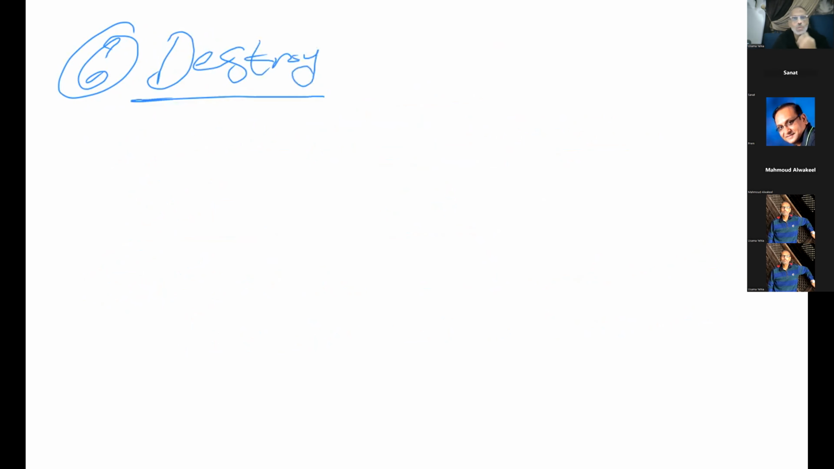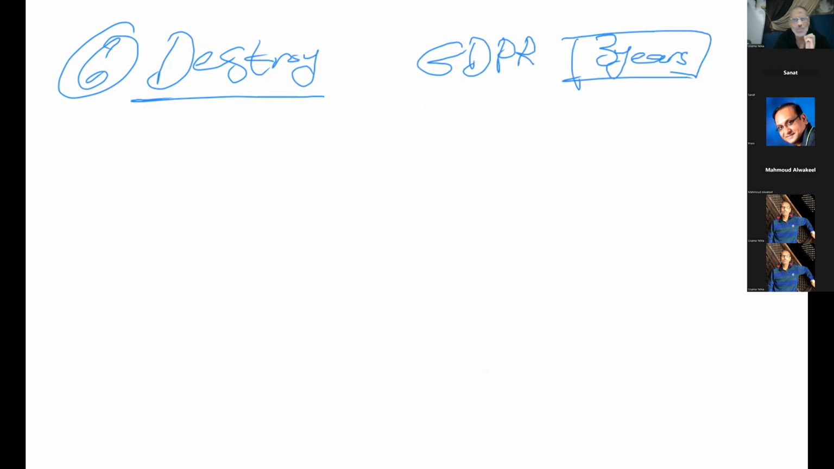The last phase is destroy. You don't need this data anymore, and you have to destroy it. For example, private data: if you are dealing with customers and you have their private data, you can keep it for a specific time, and after that it should be erased. It should be totally erased by law. For example, under GDPR, I remember it was 3 years. I'm not sure about this number, but I think so.